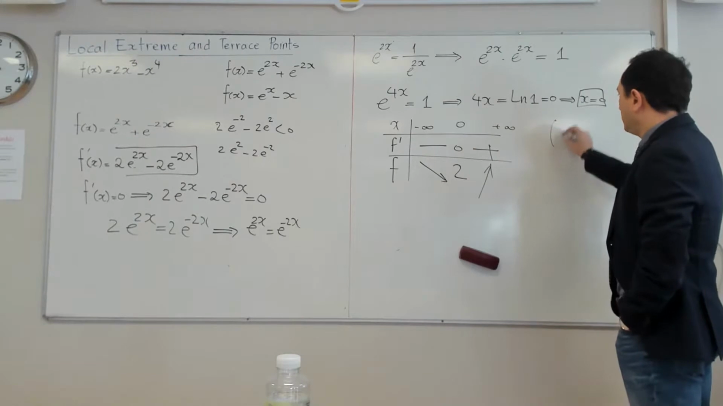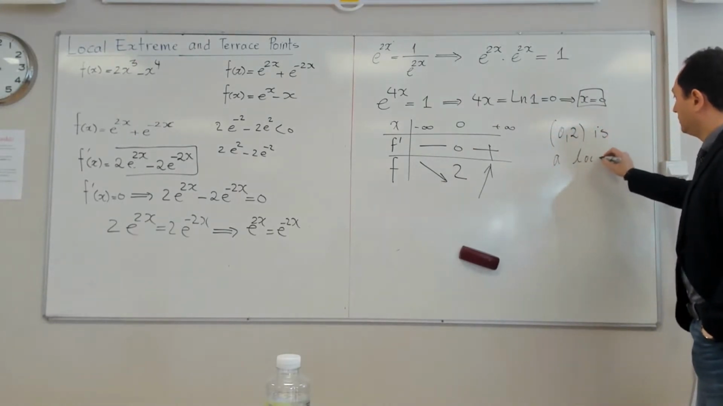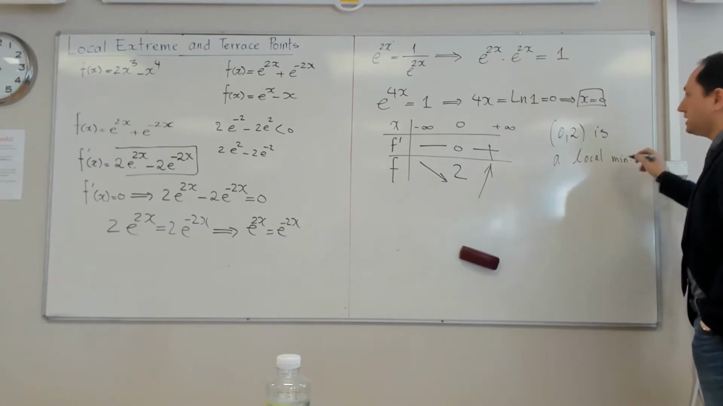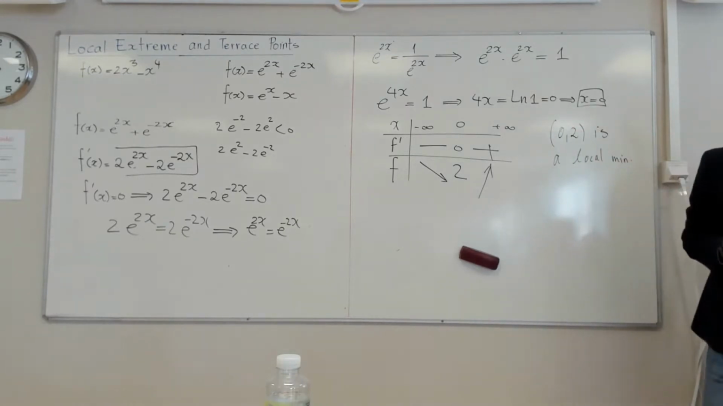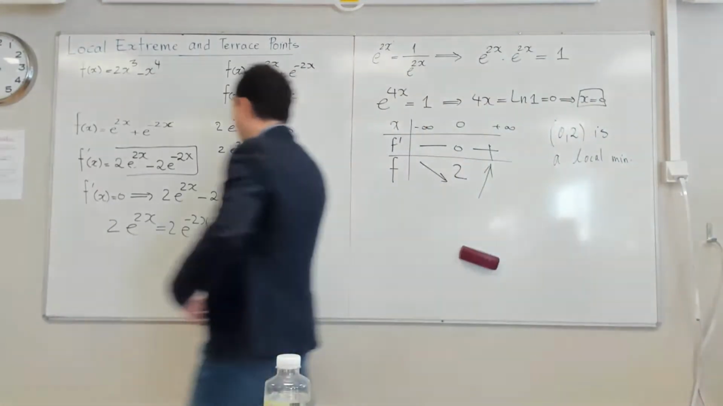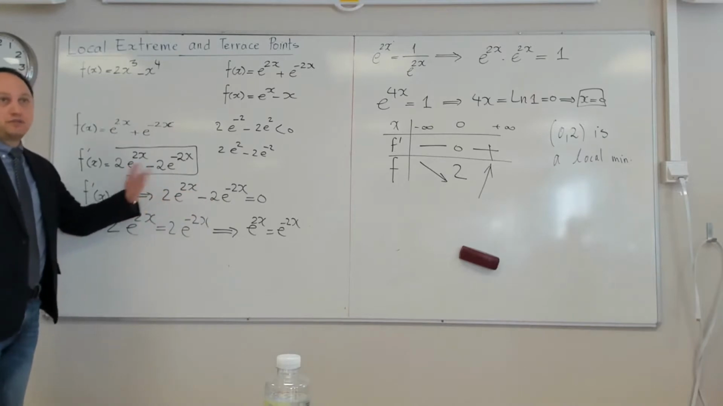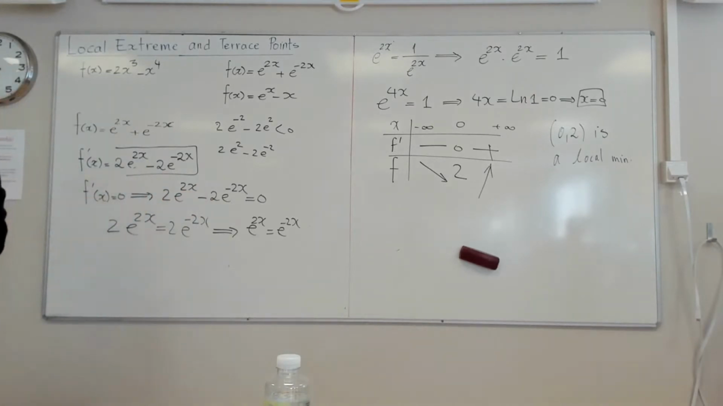So 0 and 2 is a local minimum. So you see, it is not hard. I don't know why they haven't written it in the book. So exponential functions, of course, the only tricky part is that you cannot solve the equation, because exponential equations can be very hard to solve. Sometimes we cannot solve them, okay? But this one you can also practice.